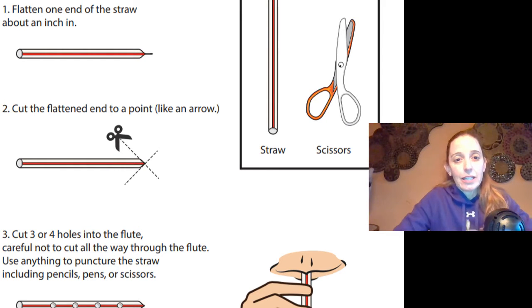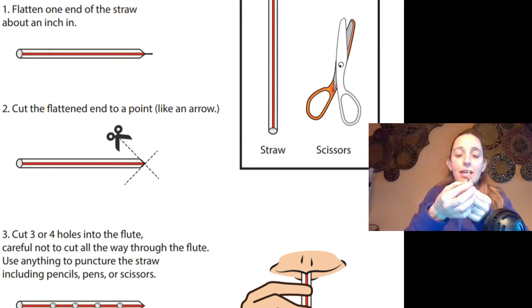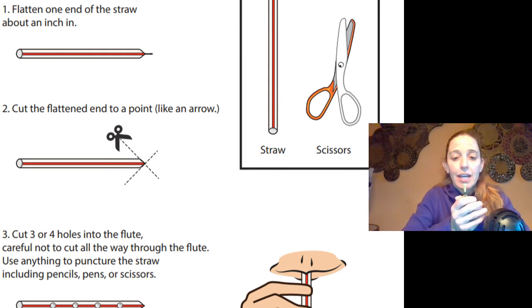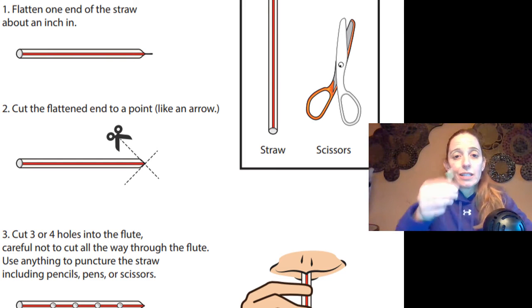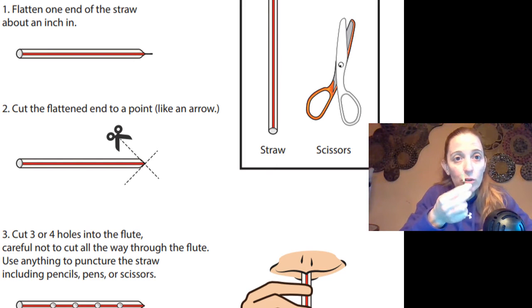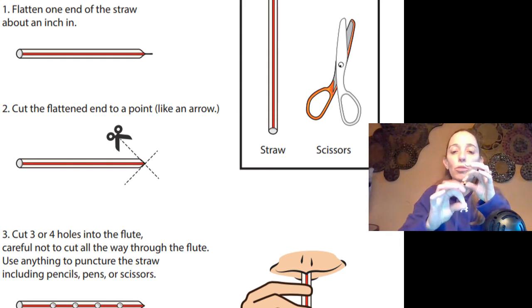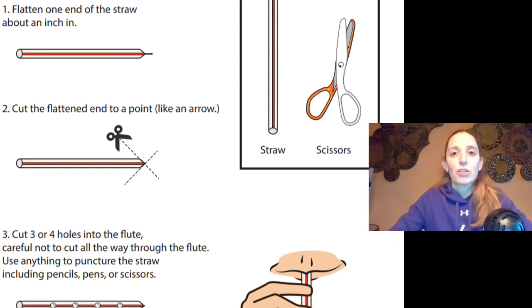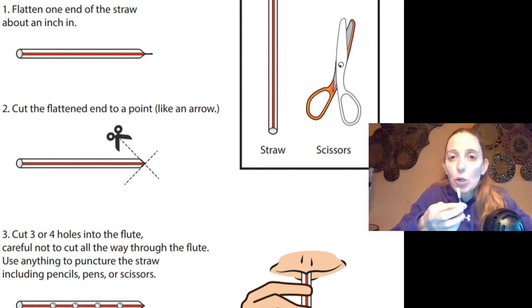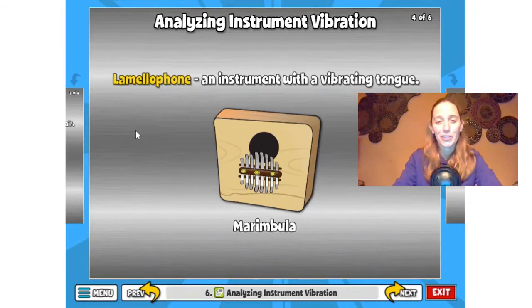An easy way to help you make an aerophone is if you find a straw and you clip the end of it, and then when you blow into it, it's kind of just like this oboe reed, and you could put little holes in it, and you could make your own oboe.